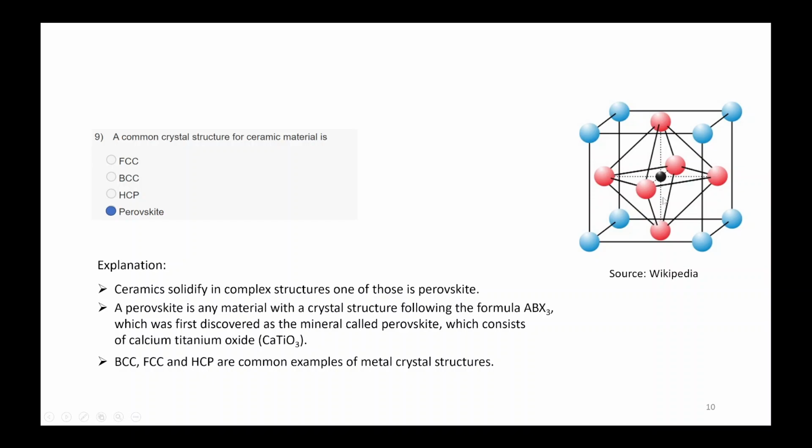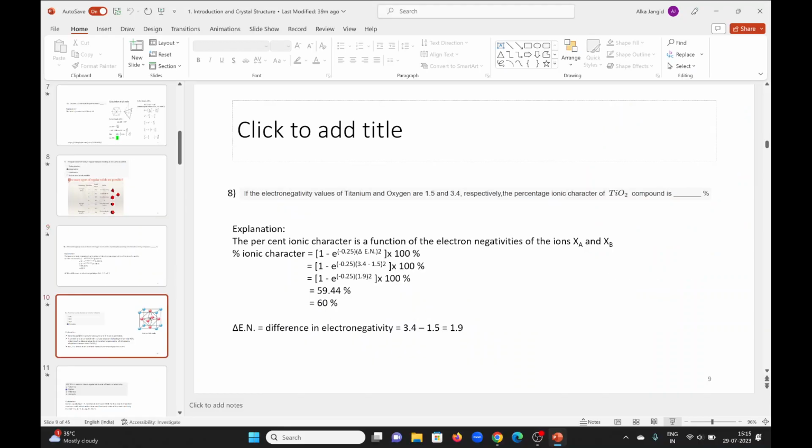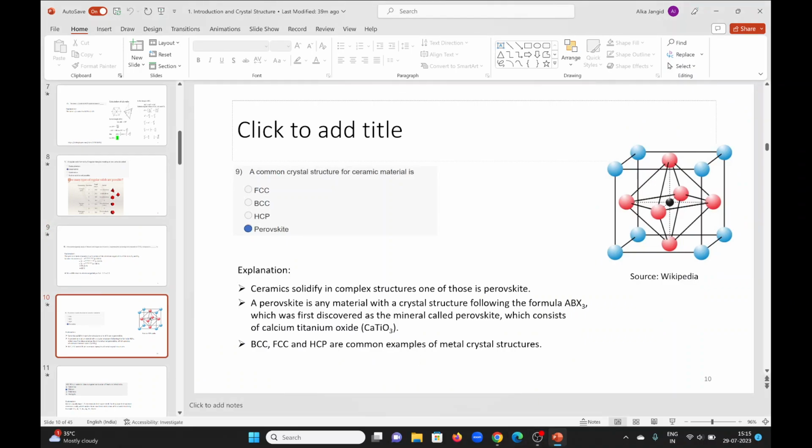So this is what the structure looks like. Perovskite is any material with a crystal structure following the formula ABX3, which was first discovered as the mineral called perovskite, which consists of calcium titanate oxide, CaTiO3. Now these other structures are for metals.